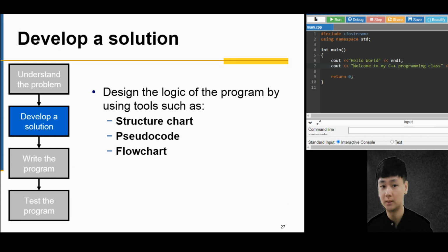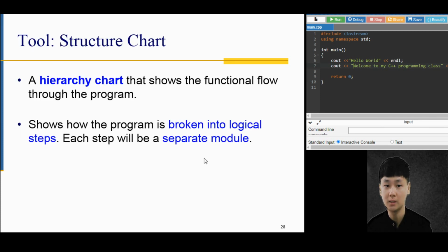Okay, so there are 3 techniques: structure chart, pseudocode, and flowchart. You can use any one of these tools to assist you. So as a good practice, please do not skip this step. This step is going to help you write good programs easily. Okay, so let's look at the first technique, the structure chart. This structure chart is basically a hierarchical chart that shows the functional flow through the program. It shows how the program is broken into logical steps, and each step will be a separate module.